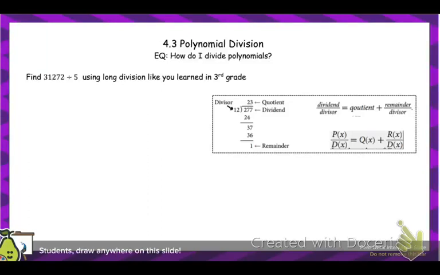Hi guys. So today we're going to look at polynomial long division and synthetic division. Before we start, we're just going to review regular old long division like you learned back in elementary school.